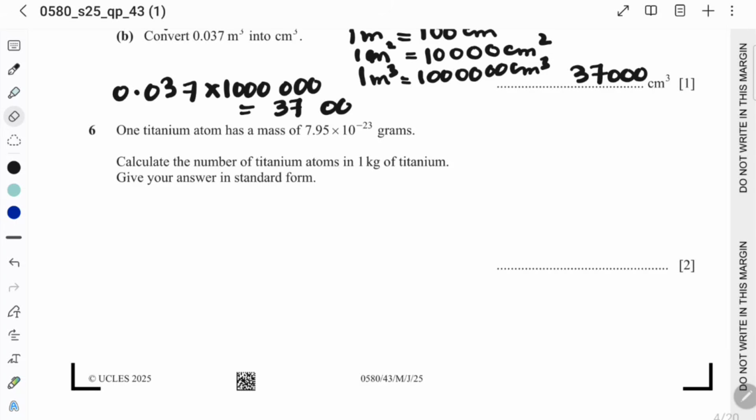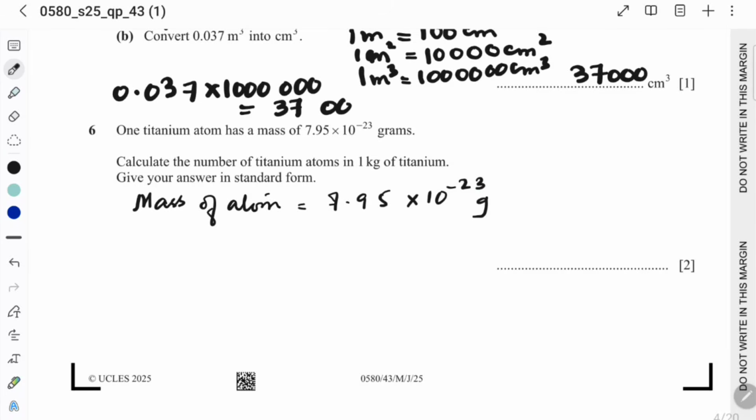Calculate the number of titanium atoms in 1 kg of titanium. Give your answer in standard form. So the mass of one atom is 7.95 times 10 to the power minus 23 grams.